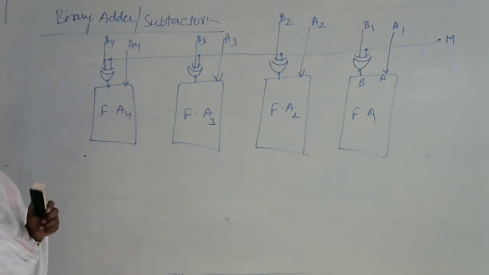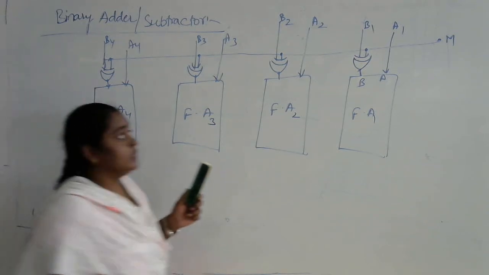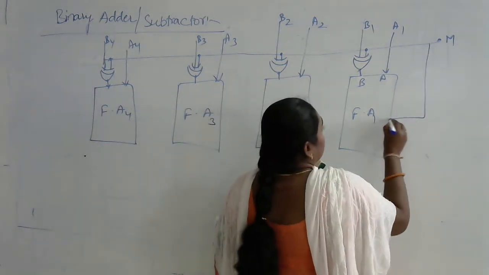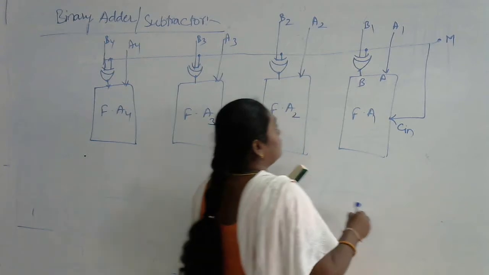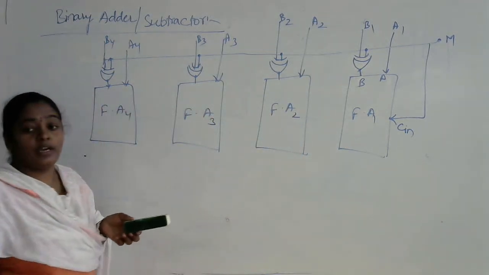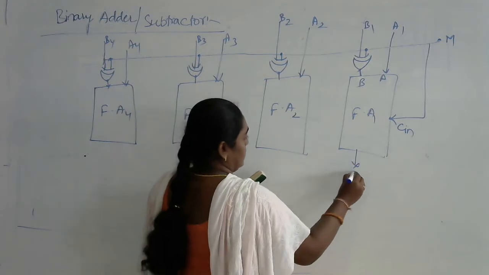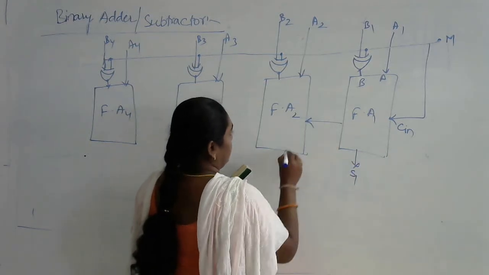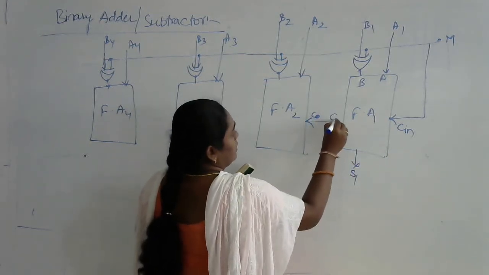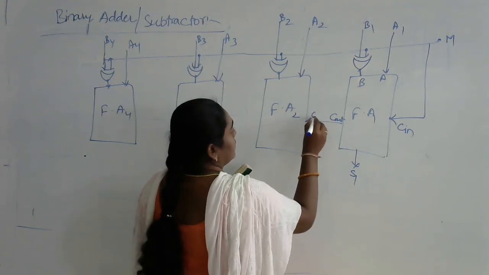Now, the same control input is given as the Cin for the first full adder. As we know, for the full adders we have two outputs, one is sum and the other one is carry. This is sum, this is carry. So C out of the first one will be seen for the second one.